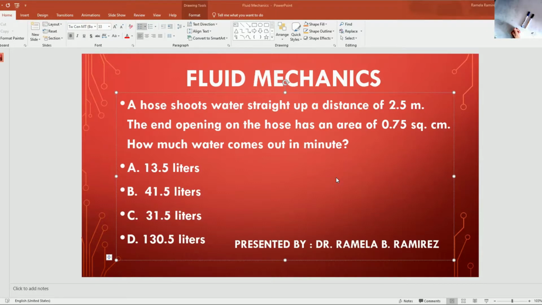The question is, how much water comes out in a minute? These are our choices: A, 13.5 liters; B, 41.5 liters; C, 31.5 liters; and D, 130.5 liters. What I am going to show you is a computation for this.